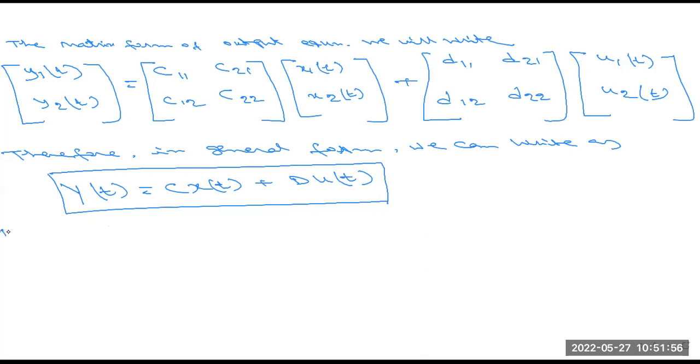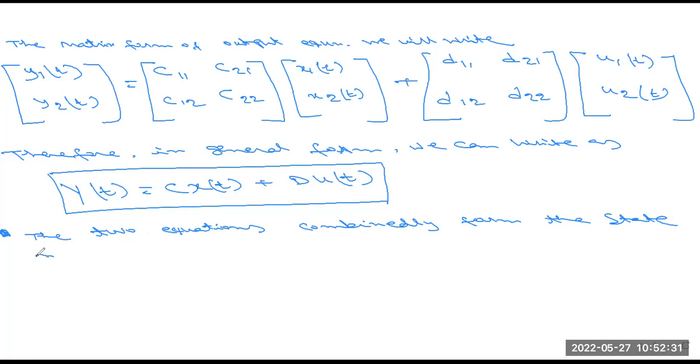So now the important terms. We have concluded this given question: the two equations combined form the state model of the linear system. This is a very important question. So this is a linear system.